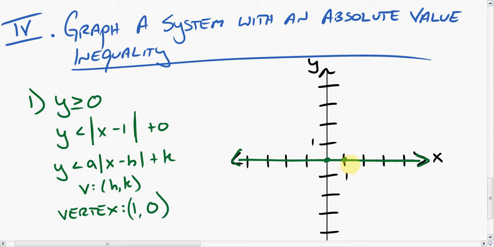So I'm going to plot that point right here. And then the a value kind of acts as slope. What number's out here? That's 1. So from our vertex, I'm going to go up 1, right 1, plot a point, come back to the vertex, and then go up 1, left 1, so we can get our V formation. Because it's less than and there's no equal to, we're going to have a dashed line, so we're going to have two rays extending from the vertex, and they will be dashed. There's the one side. Here's our second side. Dashed. Okay, so that's half the battle.